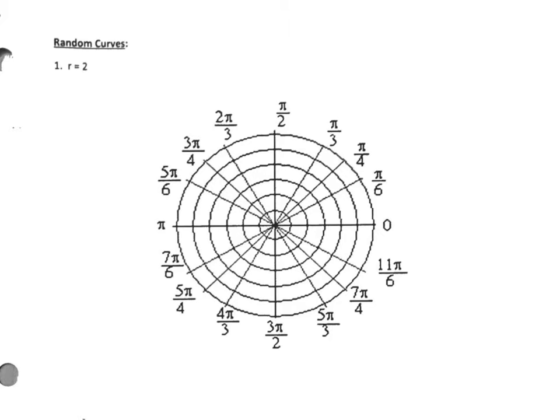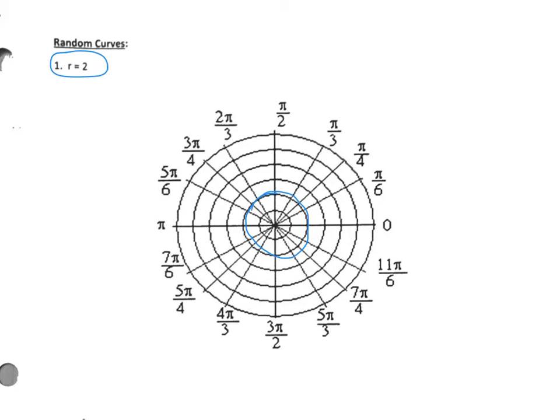It's the last two problems in this packet that says random curves. This one says r equals 2. So you basically want to get every point on the polar coordinate system that's 2 units from the origin. Well, really, it's just the second circle. So if r equals 2, it's just this right here. This is all you're doing.